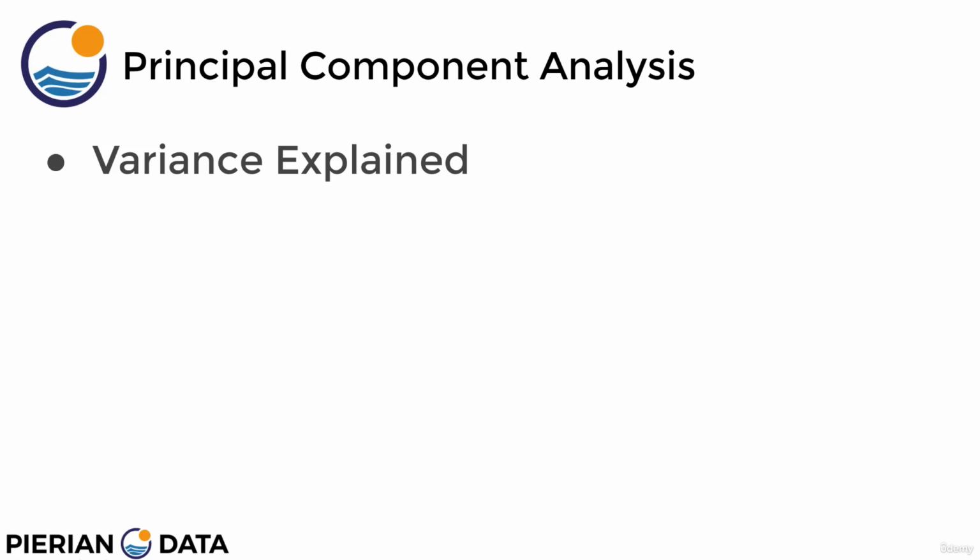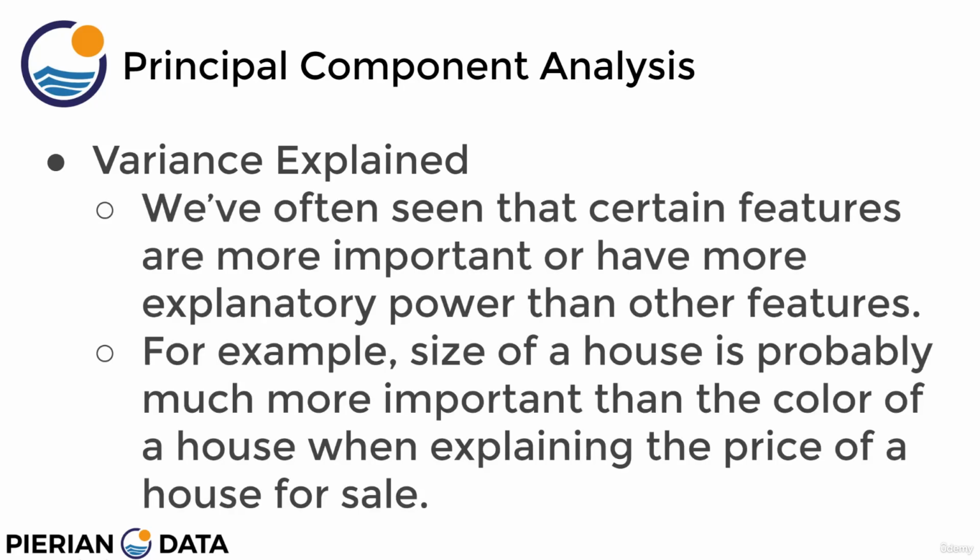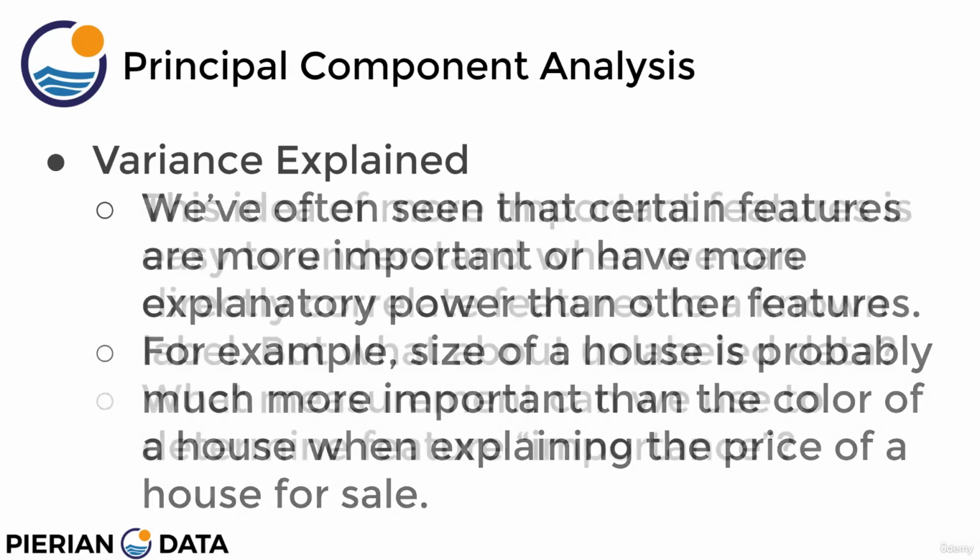Now let's talk about variance explained. We've often seen that certain features are more important or have more explanatory power than other features. For example, the size of a house is probably much more important than the color of a house when explaining the price of a house for sale. So we could say that the size of a house is probably going to explain more variance in the price of a house than the color of a house.